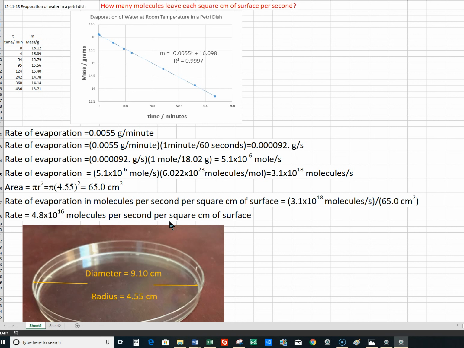How would the values change if you change the temperature? This was done at about 24 degrees Celsius. And questions like that could be pretty interesting for the students to ponder.